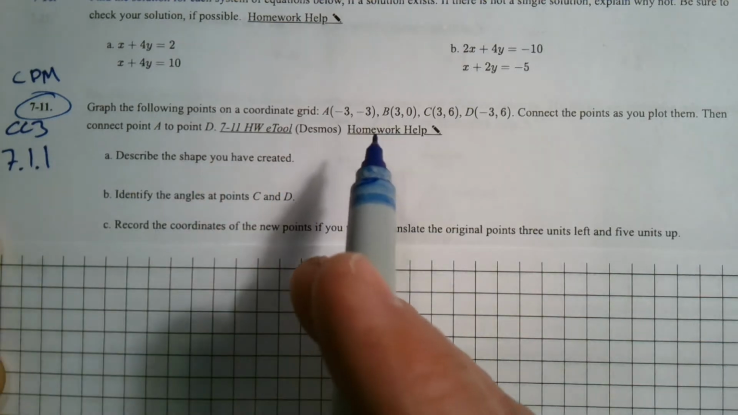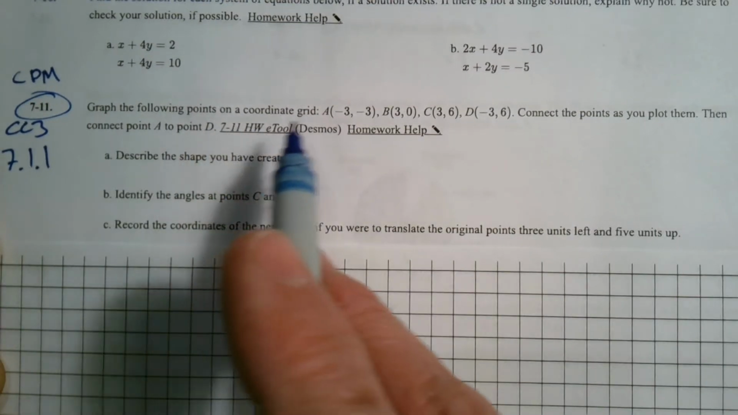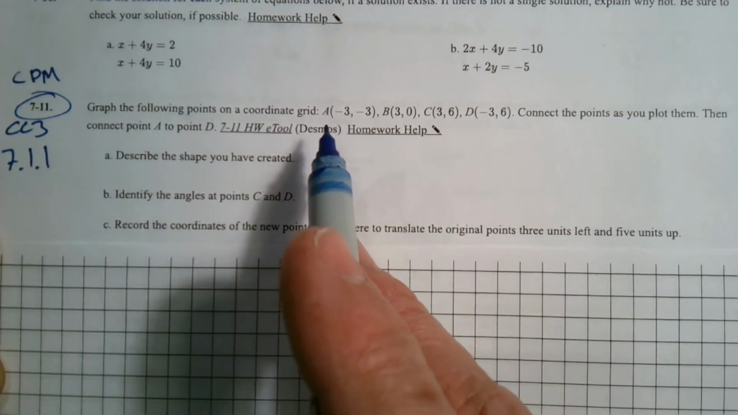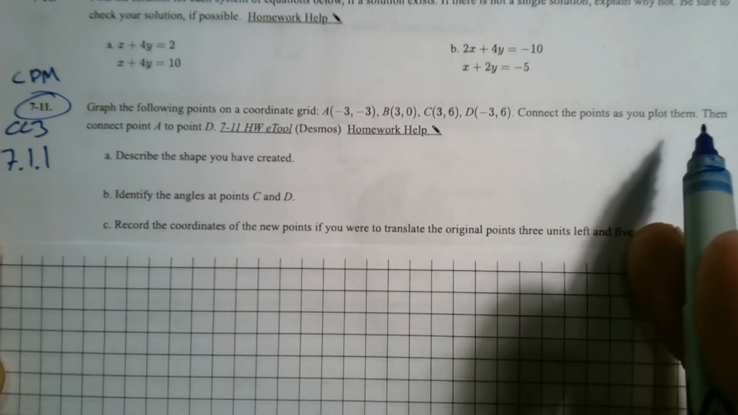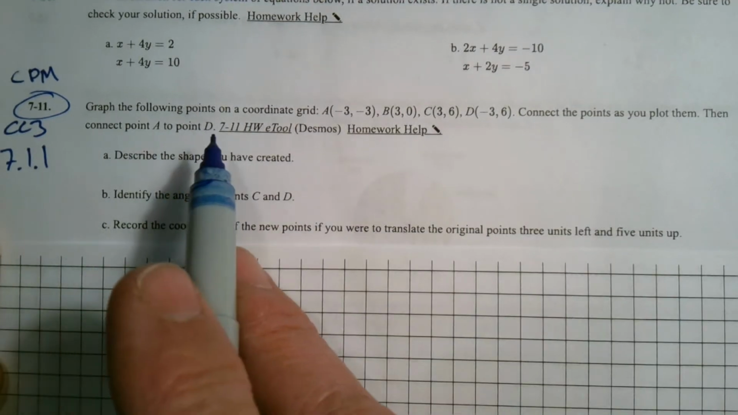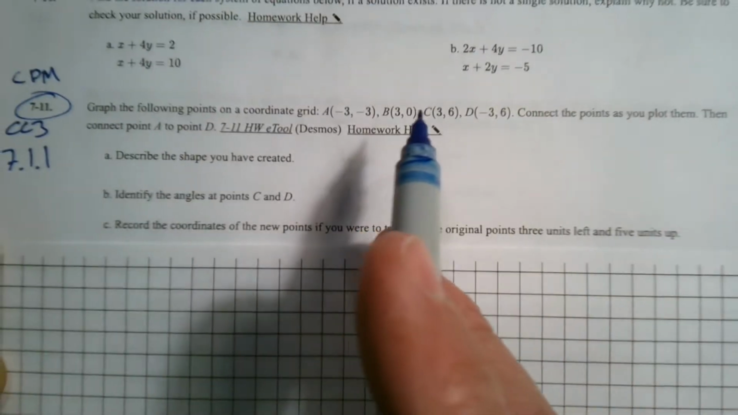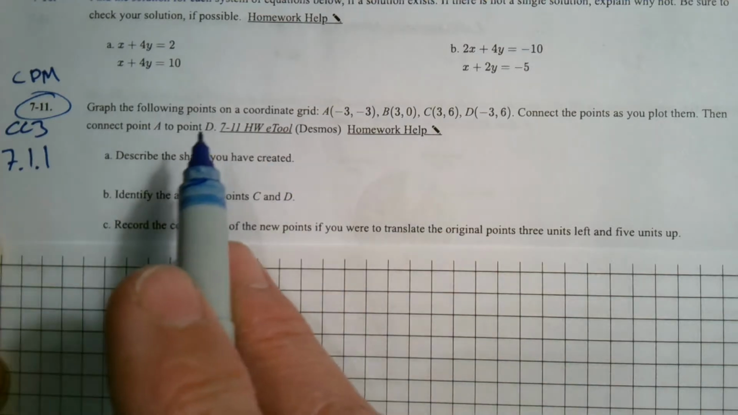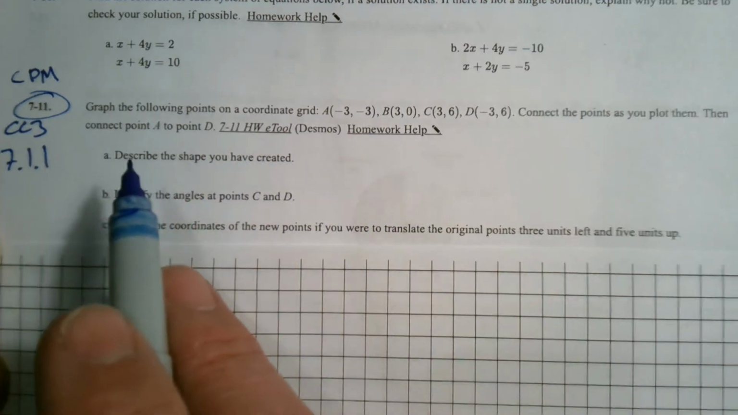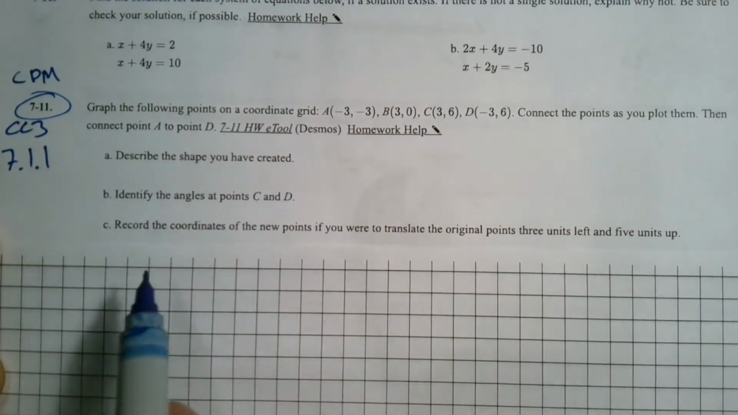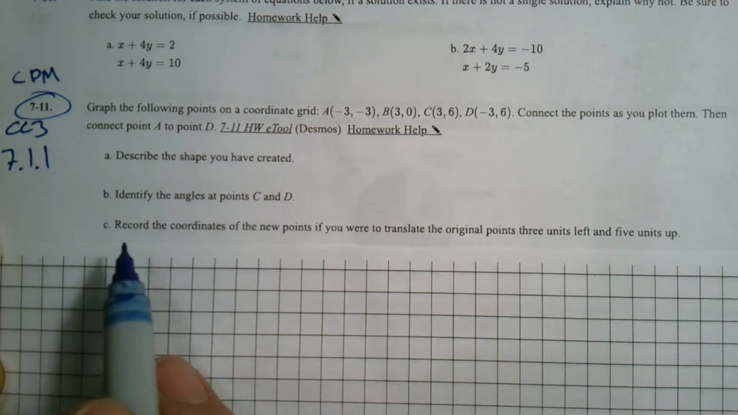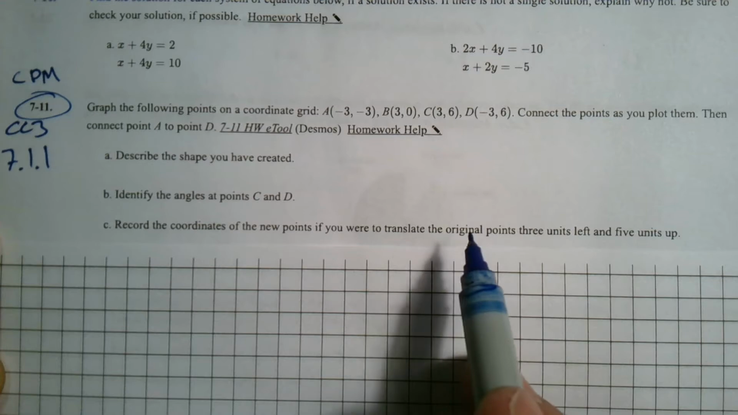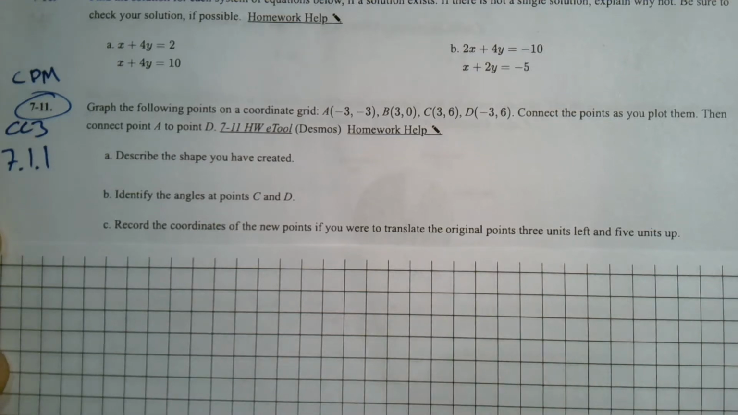So it says, graph the following points on a coordinate grid, and gives us our points. So we'll talk about how to graph those coordinates, and then connect the points as you plot them. Then connect A to D. So you're going to be connecting A to B to C, C to D, and then A to D. So you complete your figure. Okay. It wants us to then describe the shape we've created, identify the angles at point C and D, and then record the new coordinates after you do a translation. So here we go. Let's start.